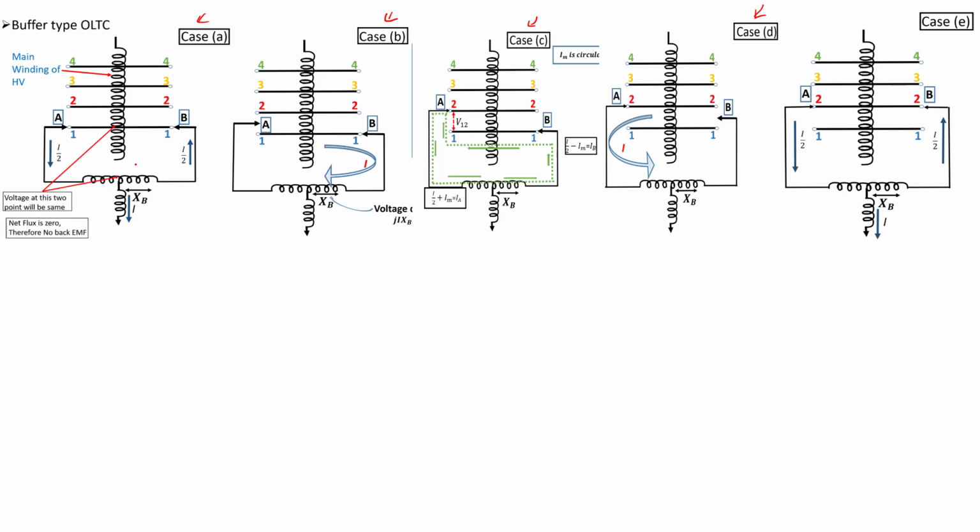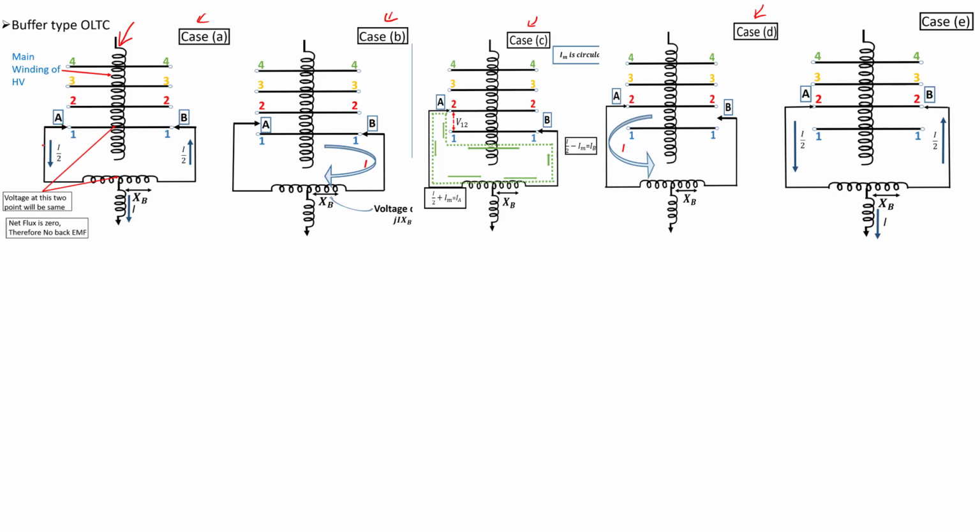So first, this is the high voltage winding, and the winding has several taps. You can see 1, 2, 2, 3, 3, 4, 4. These are all taps on the winding. So where do you tap? Initially it is at 1, 1. So this is the tap connected.